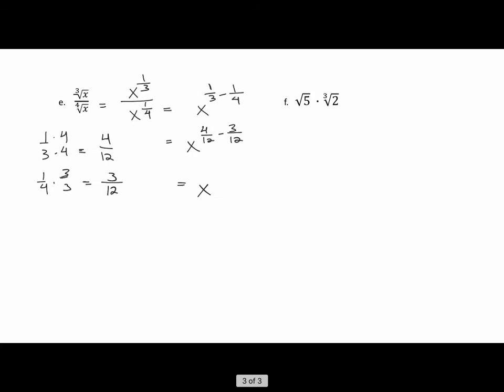Okay. So then I could subtract the numerators. 4 minus 3 is 1 over the denominator. And 1/12 is as simple as that exponent gets. So now let me put that into a radical form where the index is the denominator and the radicand is the base. So 12th root of x.